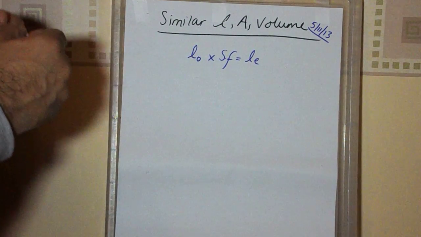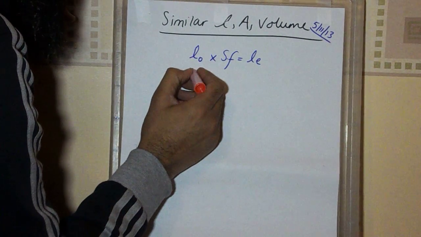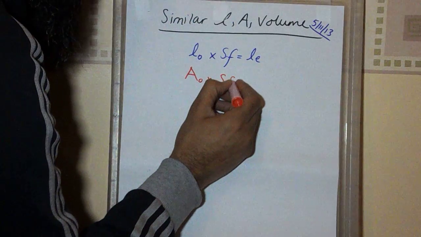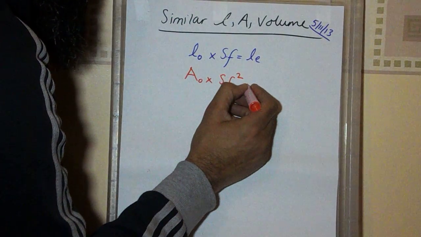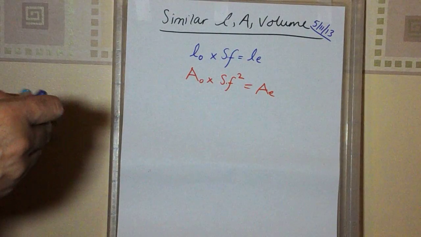Now when we look at area, so we have area of our original shape. This time we multiply it by the scale factor squared, and then that will give us our new enlarged area.